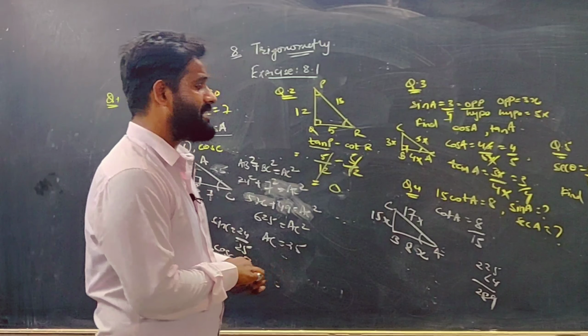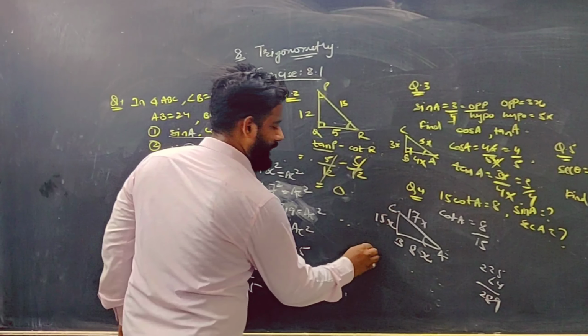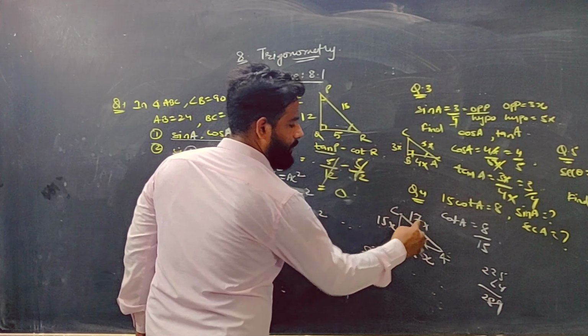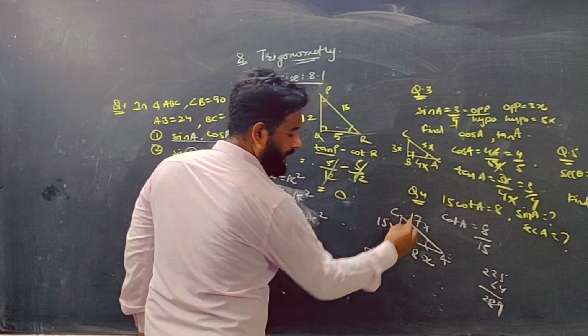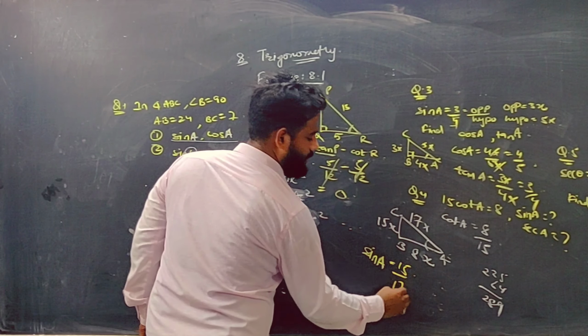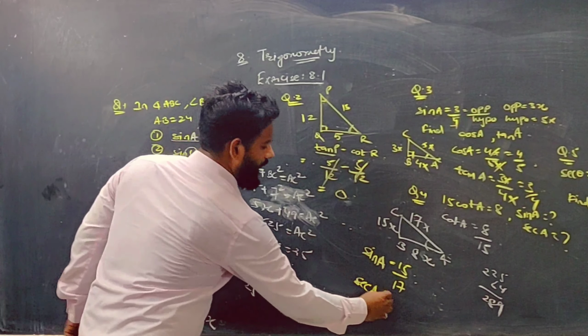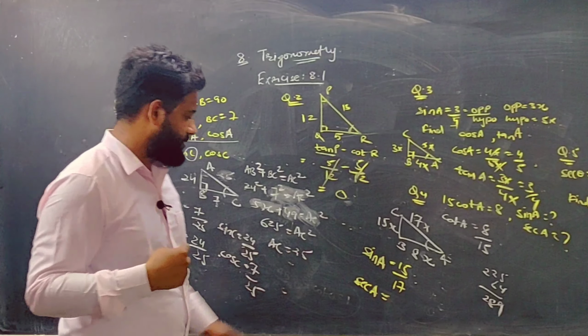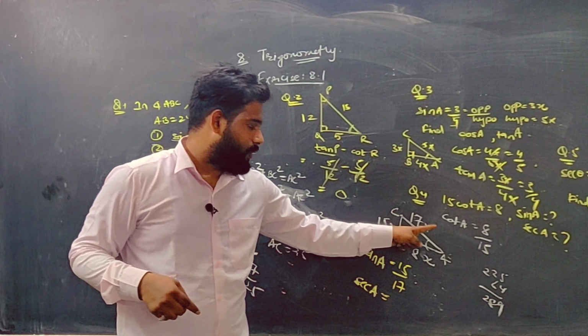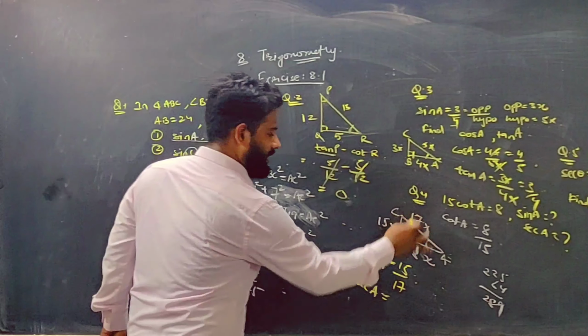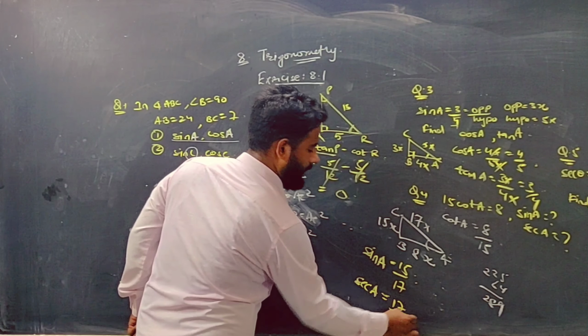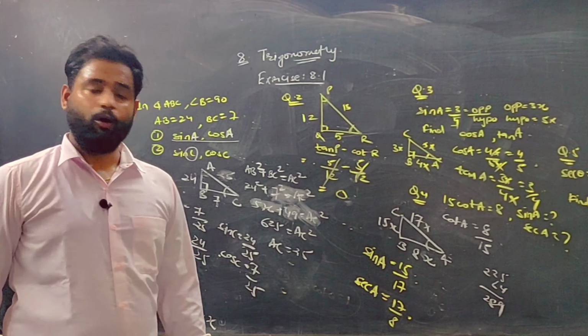Now what are they asking? Sine A. So sine A is nothing but opposite upon hypotenuse, 15 upon 17. And sec A, hypotenuse upon adjacent. You should have the formula on the tip of your tongue. Sec A is equal to hypotenuse upon adjacent, that is 17 by 8. Right? I hope it is clear.